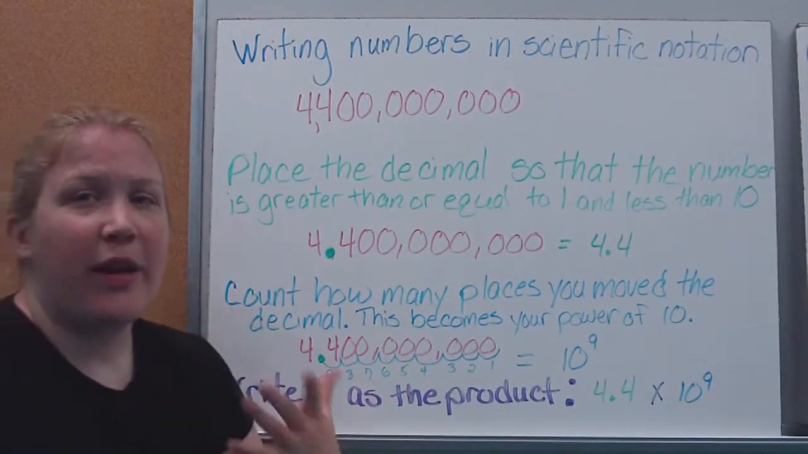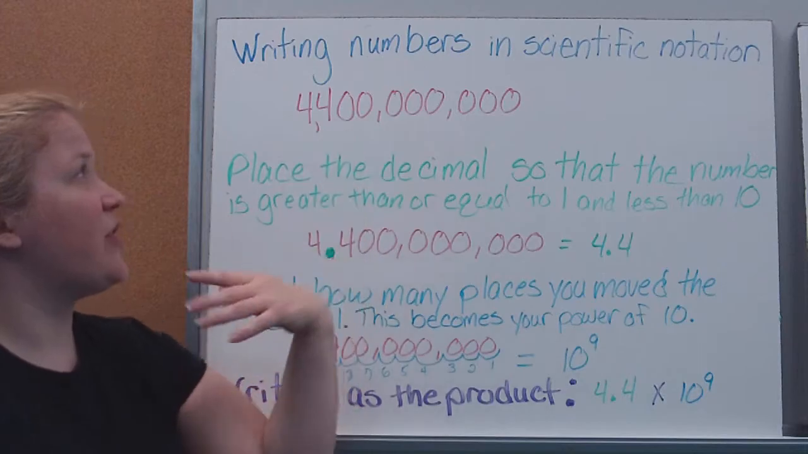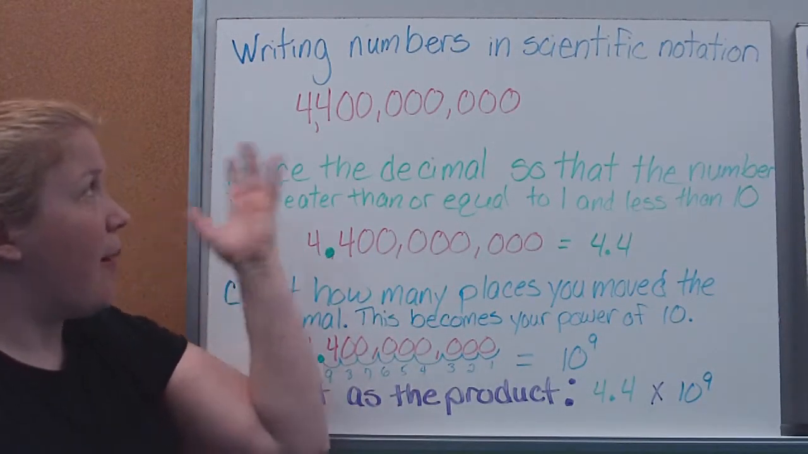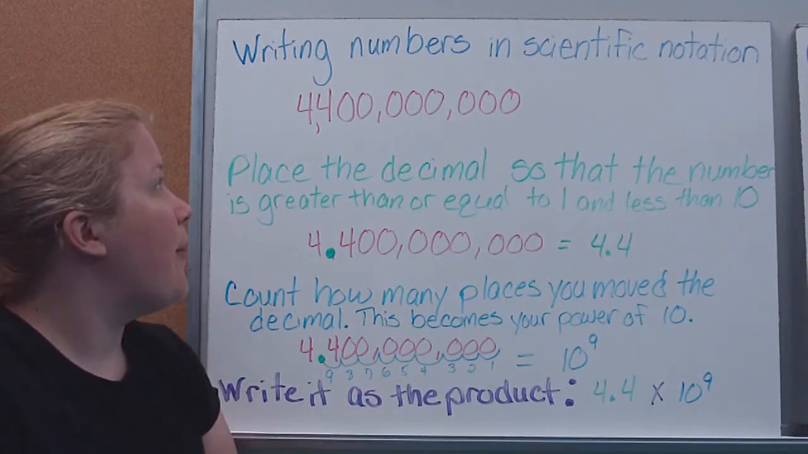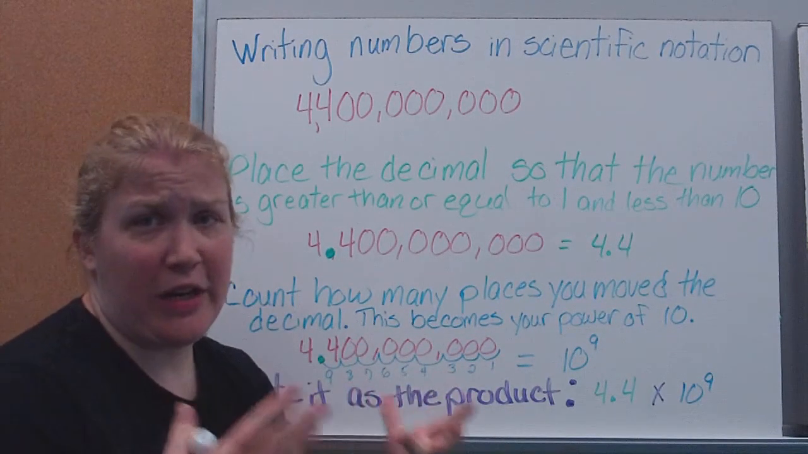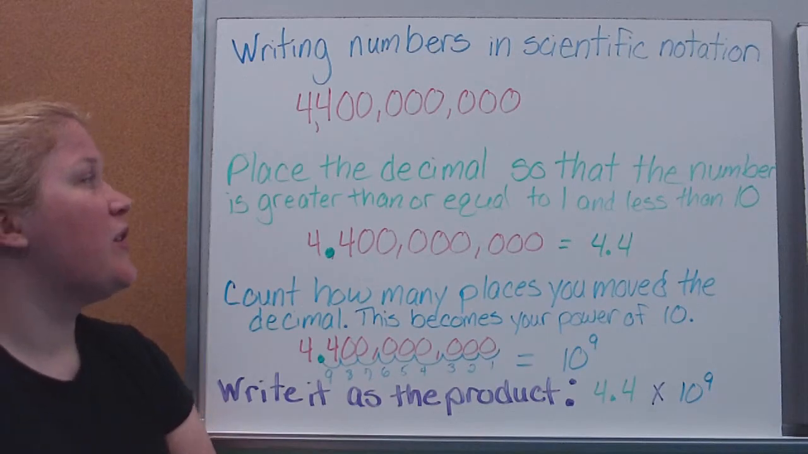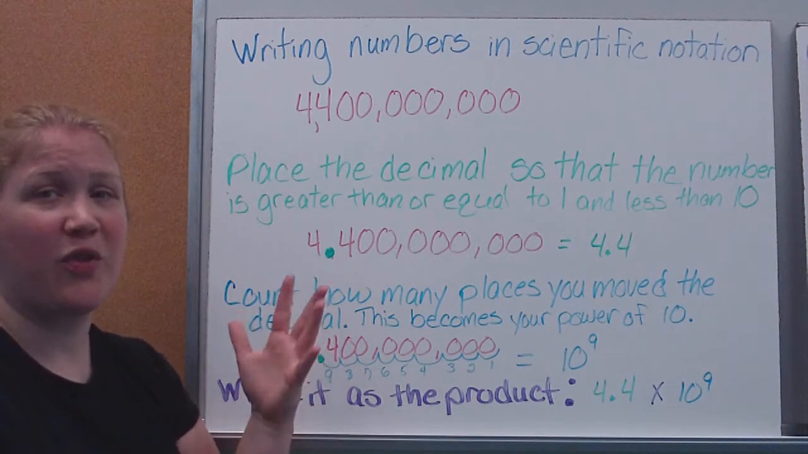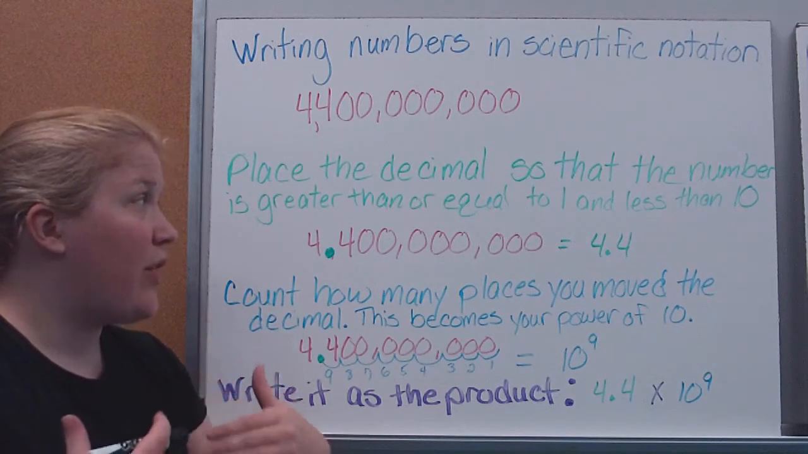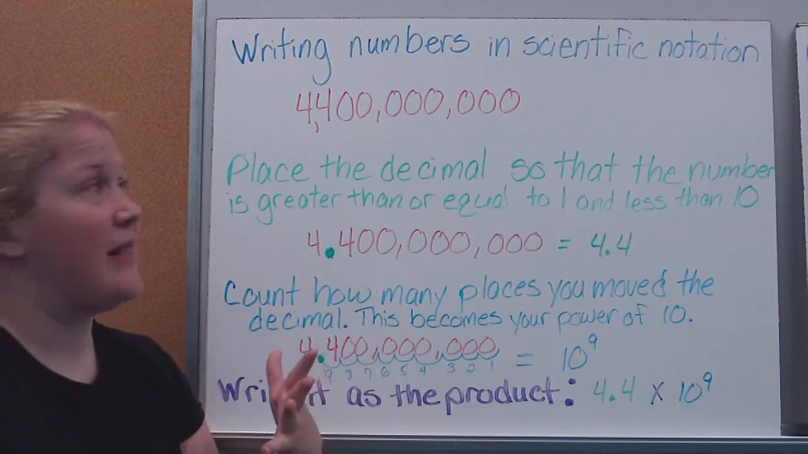So when we want to write numbers in scientific notation, here I've given us a really big number to start with. This is a big number. It takes a lot of room to write all those zeros. So we're going to write it in our shorthand scientific notation way. So the first thing we want to do is look at where I can put the decimal to make this number greater than or equal to 1, but still less than 10.